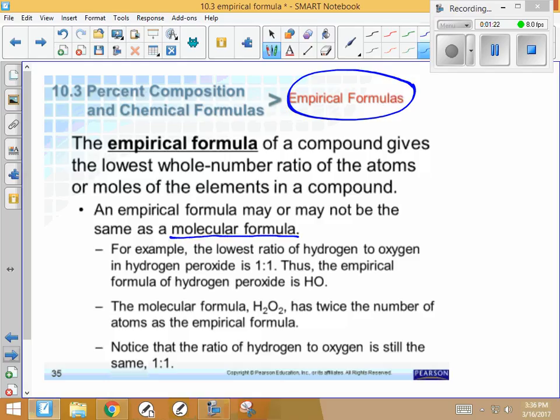For example, the lowest whole number ratio of hydrogen to oxygen in hydrogen peroxide is 1 to 1. If you'll recall, hydrogen peroxide is H2O2. There are 2 hydrogens and 2 oxygens, and that ratio simplifies to 1 to 1. So the empirical formula, not the molecular formula, this is the molecular formula right here, the empirical formula is HO. The lowest whole number ratio is 1 to 1. Again, the molecular formula here has twice the number of atoms as the empirical formula.